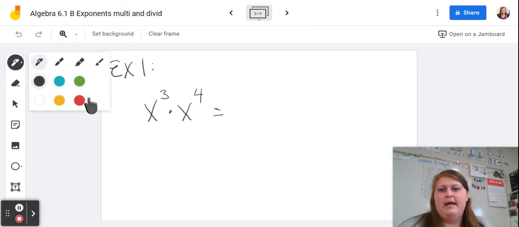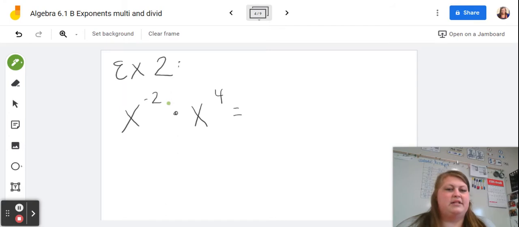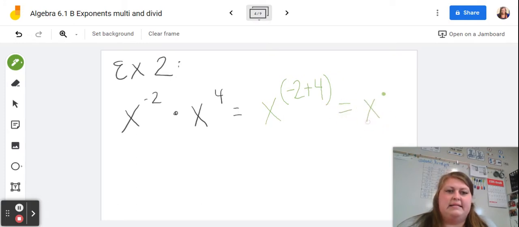So example 1, I have x to the third times x to the fourth. So that would be x to the 3 plus 4, and 3 plus 4 gives me x to the 7th power. So that's how you do these kinds of problems. And then I just have a couple more things that you might encounter on your homework. So I have -2 and a 4, so that would be x to the -2 plus 4. So that would give me x to the 2, and I would write it just like that.